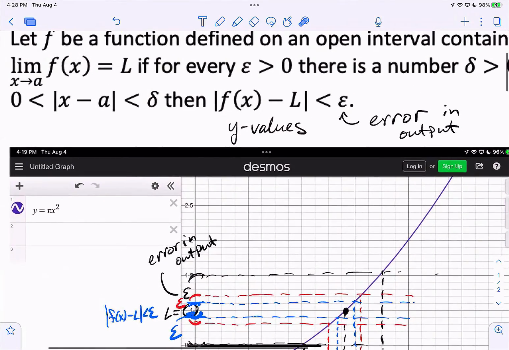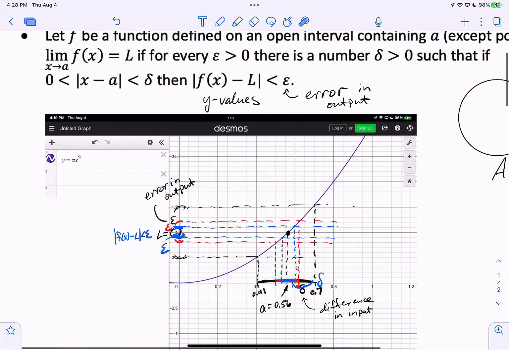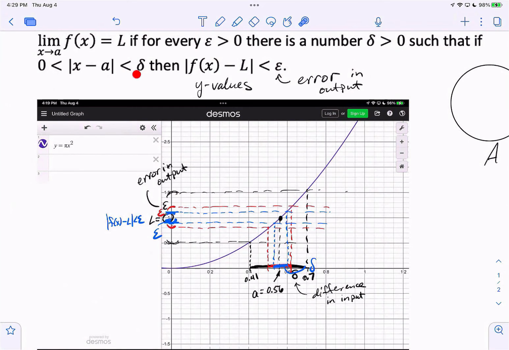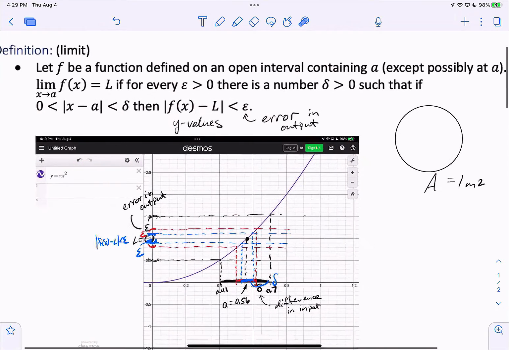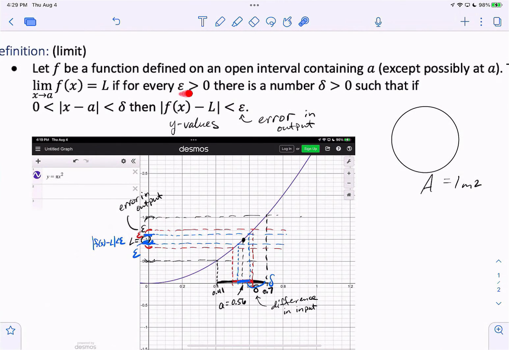Now, I hope that does an okay job of explaining what these inequalities are about, right? So another way to put it is if I'm within a delta neighborhood of A on the x-axis, then my output will be within an epsilon neighborhood of L on the y-axis. Now, I hope we have an understanding of these inequalities, but that doesn't really help us understand the definition of a limit. The definition of a limit says any epsilon you tell me, I need to be able to come up with a delta that makes everything work.